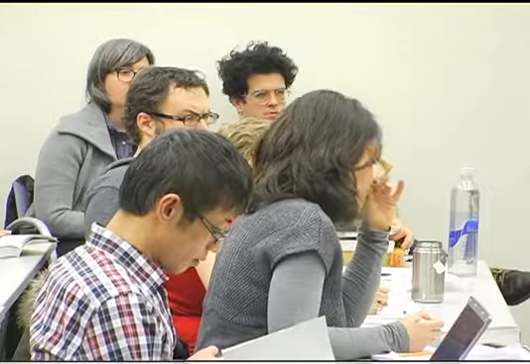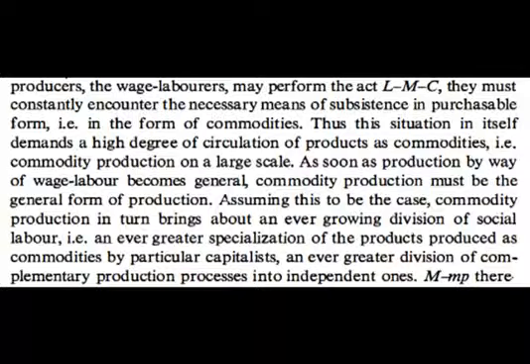What he does is to go back over this stuff about there has to be a market for wage goods and the relation to the labourer, as he says about middle of 119. The labourers must constantly encounter the necessary means of subsistence in purchasable form, i.e. in the form of commodities. Thus, this situation in itself demands a high degree of circulation of products as commodities, i.e. commodity production on a large scale. As soon as production by way of wage labour becomes general, commodity production must be a general form of production.